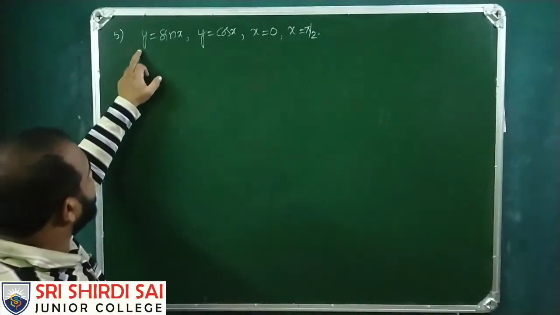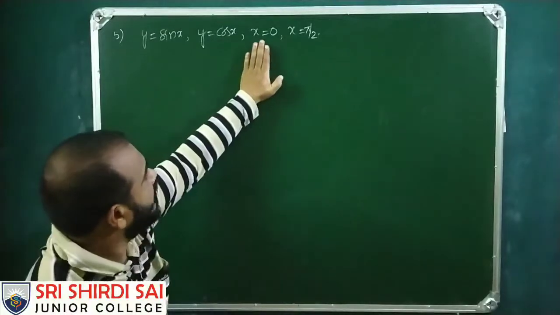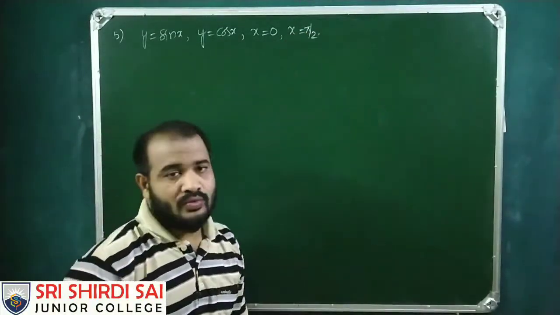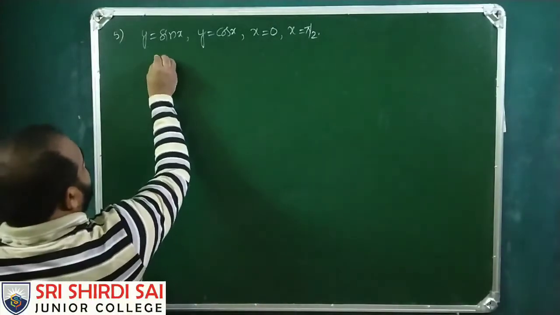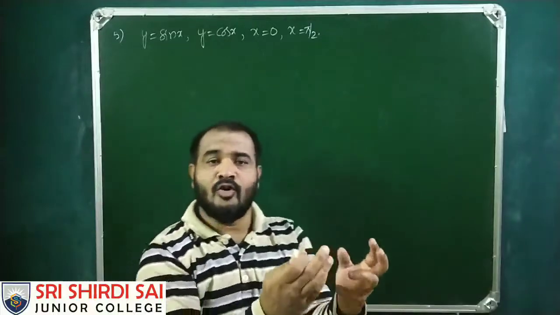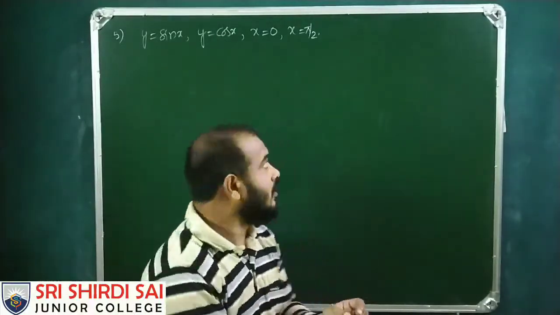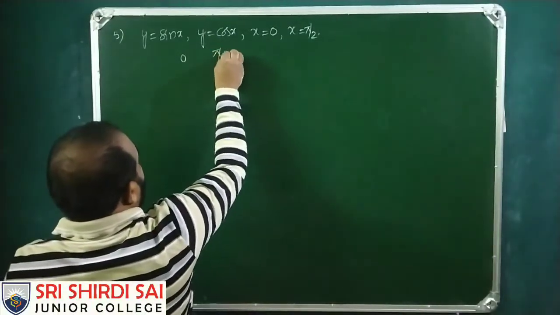The area of the region bounded by the sine curve, the cos curve, x equals 0 which is the y-axis, and x equals pi by 2. For this, x equals pi by 4 is what I will take. X equals pi by 4. So, 0, pi by 4, pi by 2.